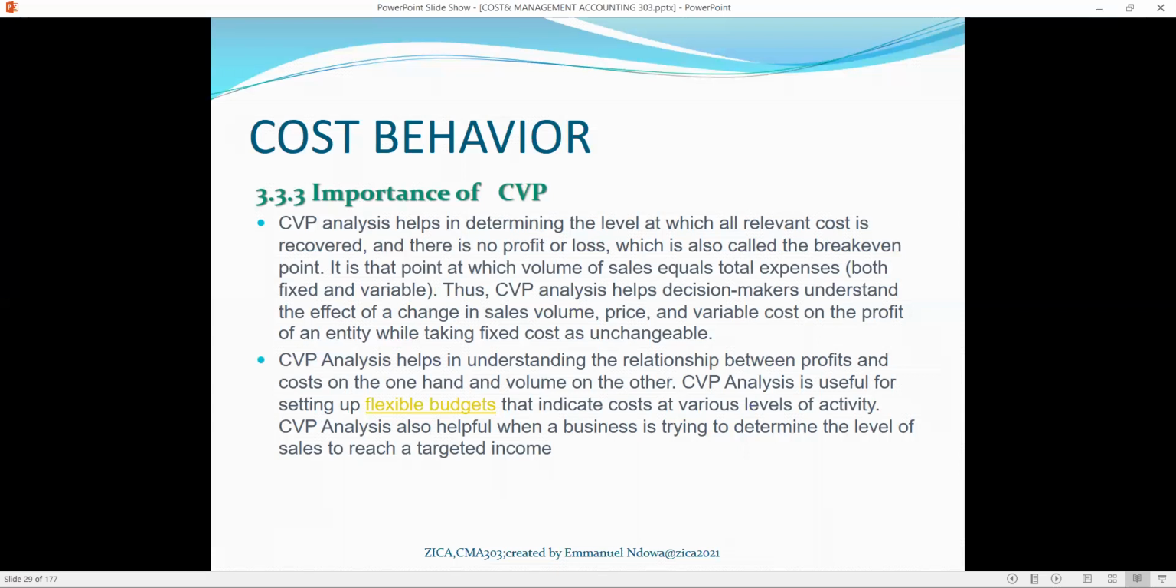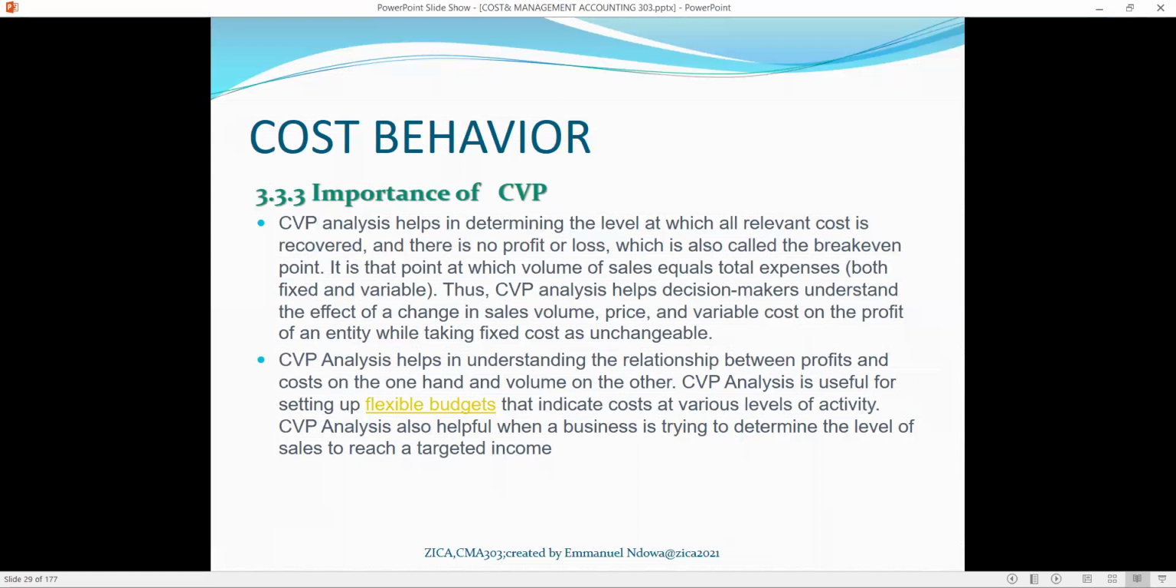The CV analysis helps in understanding the relationship between profits and costs on the one hand, and the volume on the other. The CV analysis is useful for setting up flexible budgets that indicate costs at various levels of activity. When you deal with the topic of budgets, you will see the impact of CV analysis, because you will look at the behavior of variable costs at different levels of activity.